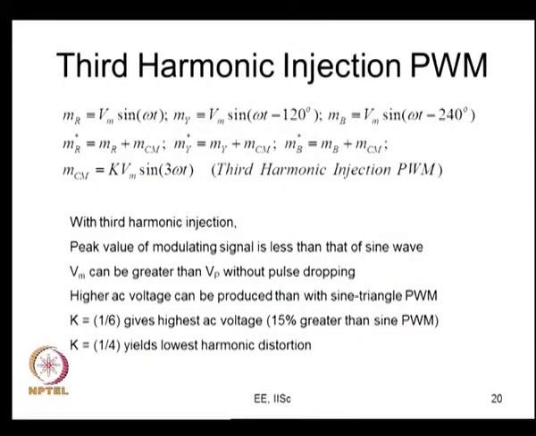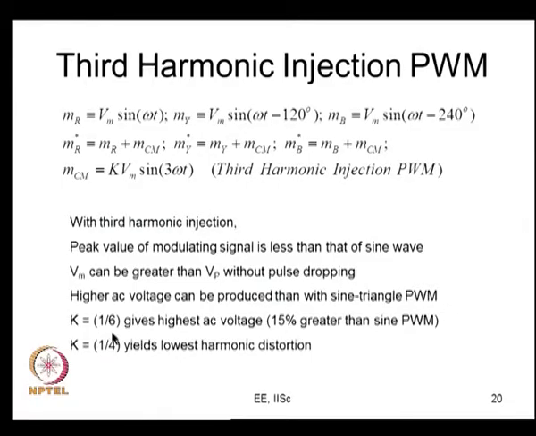This is generically for the third harmonic injection PWM. So, as I mentioned, it can be anything, common mode, and third harmonic is some k times Vm sin 3 omega t, where k is a fraction, like k can be 5% or 10% or 15% or 20% or 25% or some small number like that. So, with third harmonic injection, what we have seen before is the peak value of the modulating signal is lower than that of the sine. Therefore, Vm can be greater than Vp without pulse dropping. Higher AC voltage can be produced than what you can produce with sine triangle PWM, and this is what we mean by DC bus utilization.